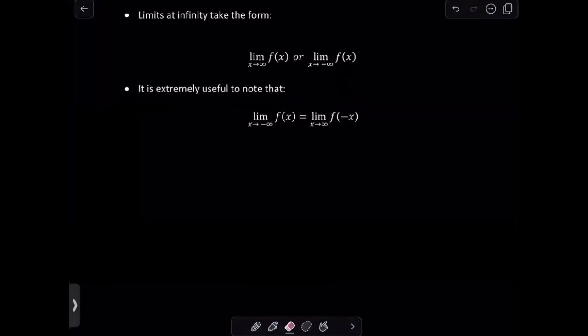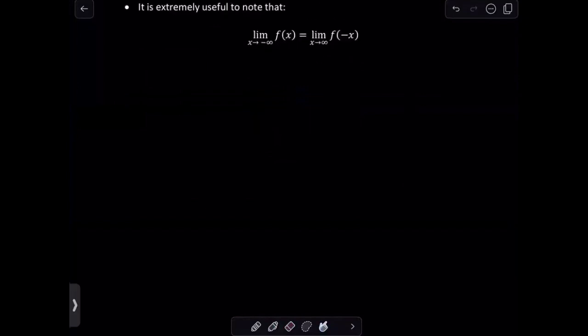Now, there's something extremely useful to note. If we have the limit as x approaches negative infinity of a function f of x, we can write that out as the limit as x approaches positive infinity of f of minus x. Let's just look at a quick graph to see why this makes sense.